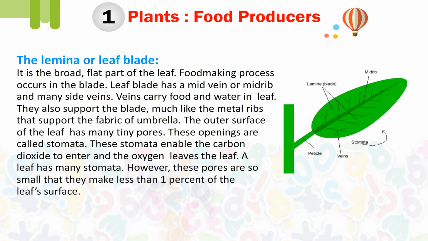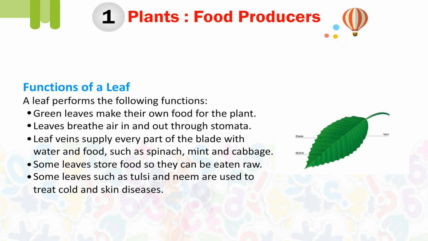The leaf blade has a mid-vein or midrib and many side veins. Veins carry food and water in the leaf. They also support the blade, much like the metal ribs that support the fabric of an umbrella. The outer surface of the leaf has many tiny pores. These openings are called stomata. These stomata enable carbon dioxide to enter and oxygen to leave the leaf. A leaf has many stomata. However, these pores are so small that they make up less than 1% of the leaf surface.